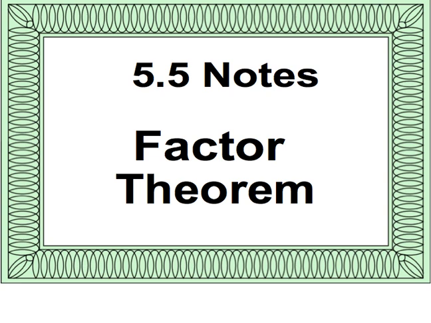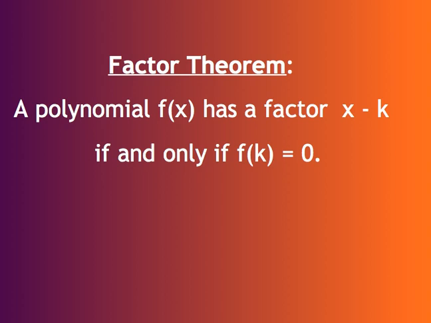This is the second part of 5.5, factor theorem. The factor theorem states that a polynomial f of x has a factor x minus k if and only if f of k equals 0.